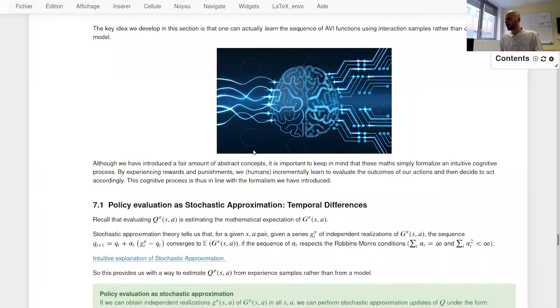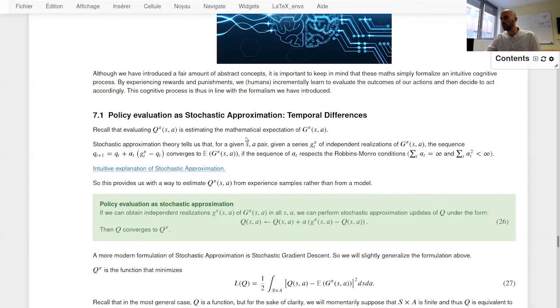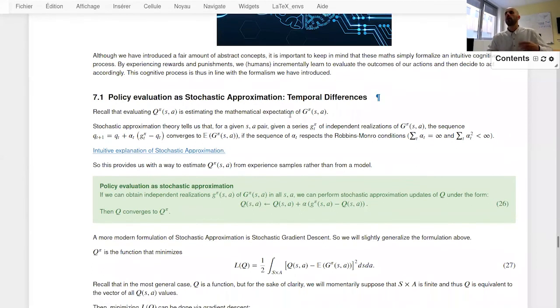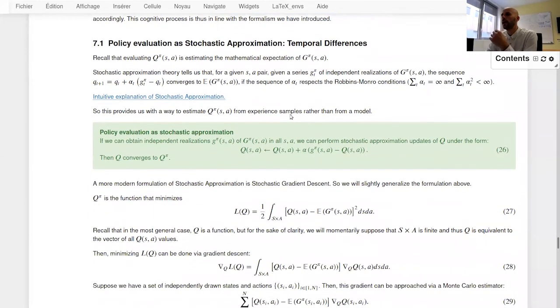And that adaptation process is strongly based on the theory of stochastic approximation. So we will talk about policy evaluation and policy optimization as stochastic approximation procedures. When we talk about policy evaluation as stochastic approximation, we will introduce the notion of temporal differences. Just start by recalling that evaluating Q pi of SA is estimating the mathematical expectation of G pi of SA.